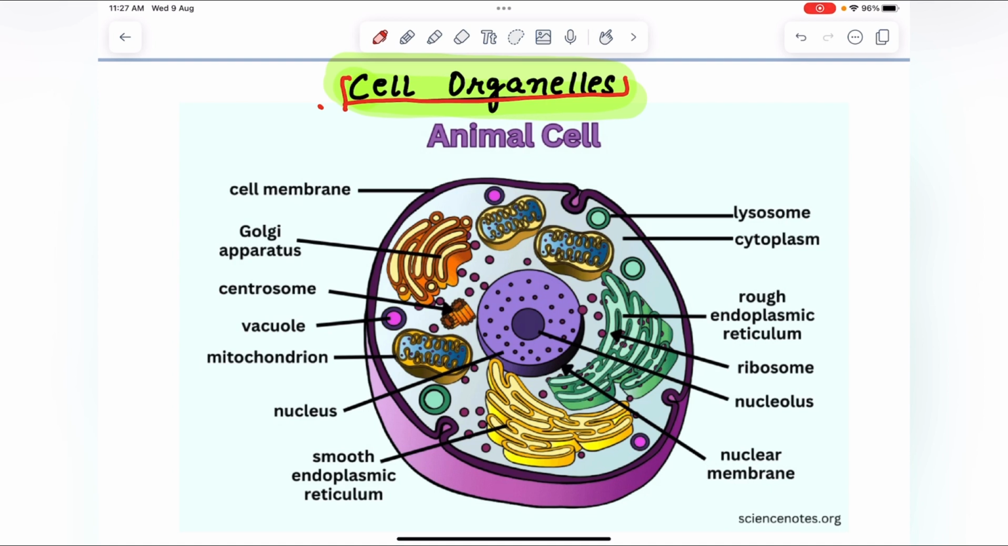Whatever cell organelles are present in animals, all are living and they perform functions just as the organs perform functions in our body, like the heart, lungs, kidney, and liver. All these organs have different functions. All the organelles present in the cell perform different functions. So we'll see what the different cell organelles present in the cell are.